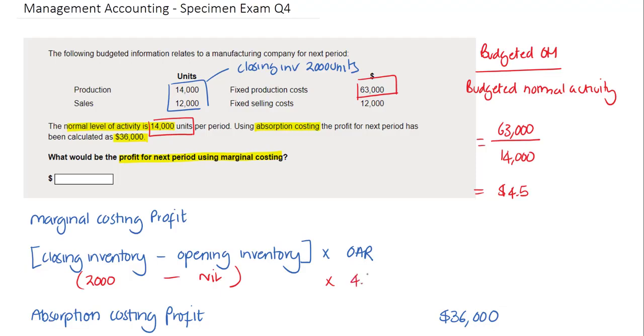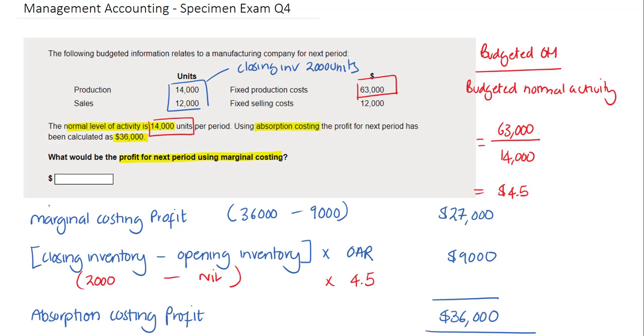So we now have the OAR. If we multiply out this bit of our equation, what we get is a profit difference between marginal and absorption costing, which would amount to $9,000. Now, if we want to calculate the marginal costing profit, knowing that the absorption costing profit is $36,000, we simply work backwards to calculate that the marginal costing profit must be the $36,000 less the $9,000. And what that gives us is $27,000. Having calculated this profit, don't forget to include this within your solutions box provided in the question.